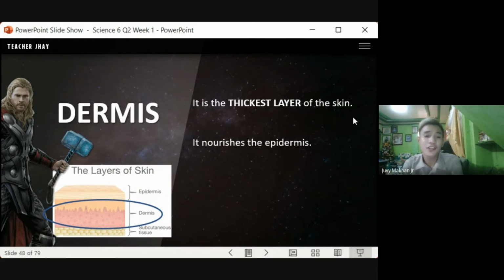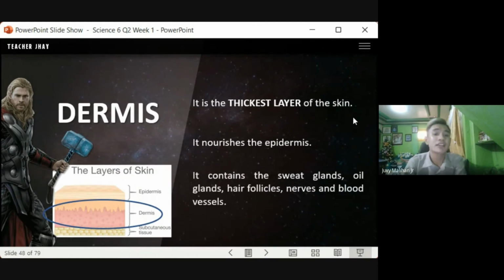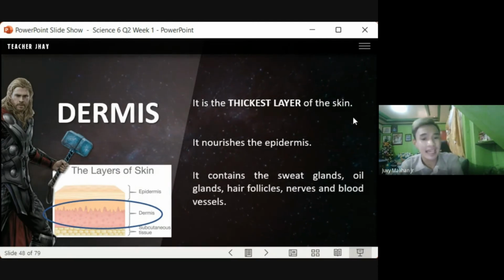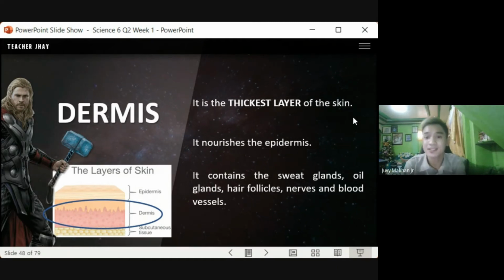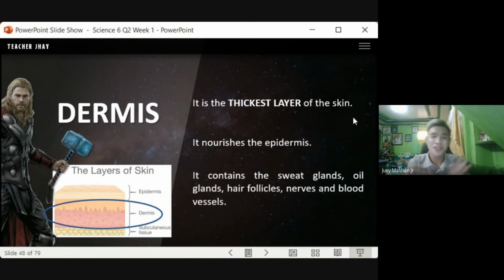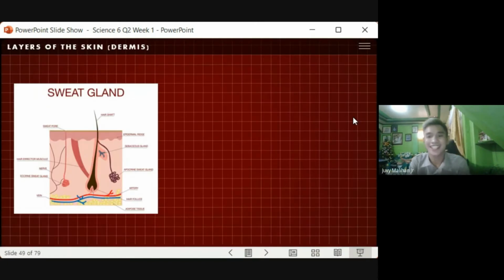Okay? And third, it contains the sweat glands, oil glands, hair follicles, nerves, and the blood vessels. So what are these sweat glands, oil glands, hair follicles, nerves, and blood vessels that are found in the thickest layer of the skin, which is the dermis? Okay, so first we have the sweat glands. What does sweat gland mean?